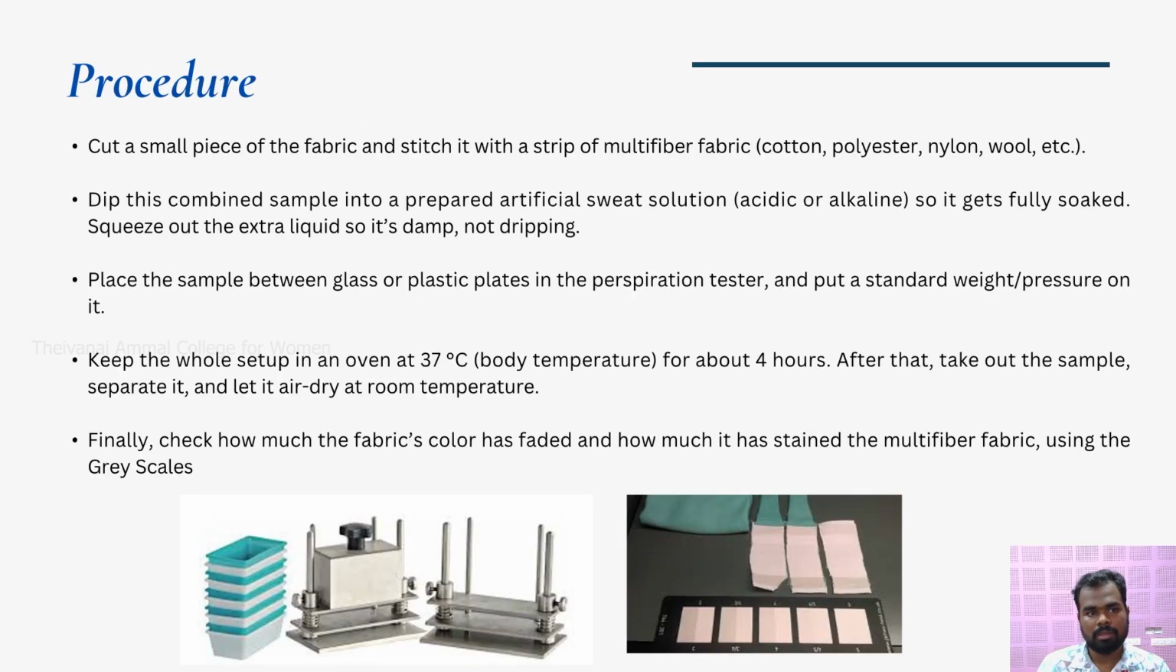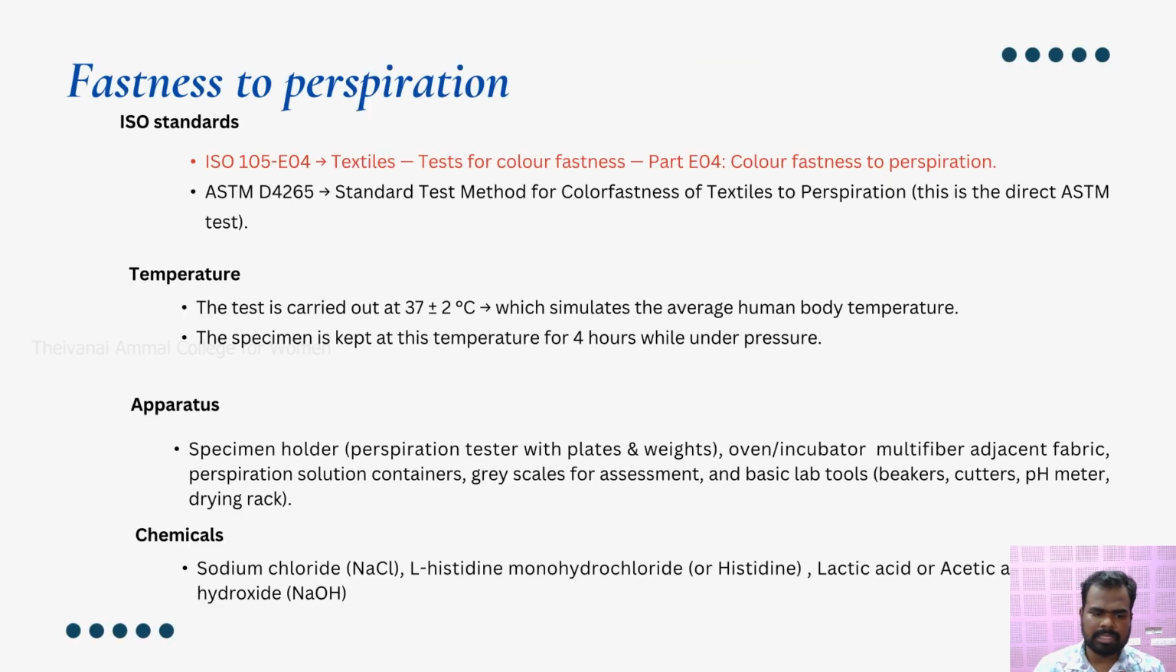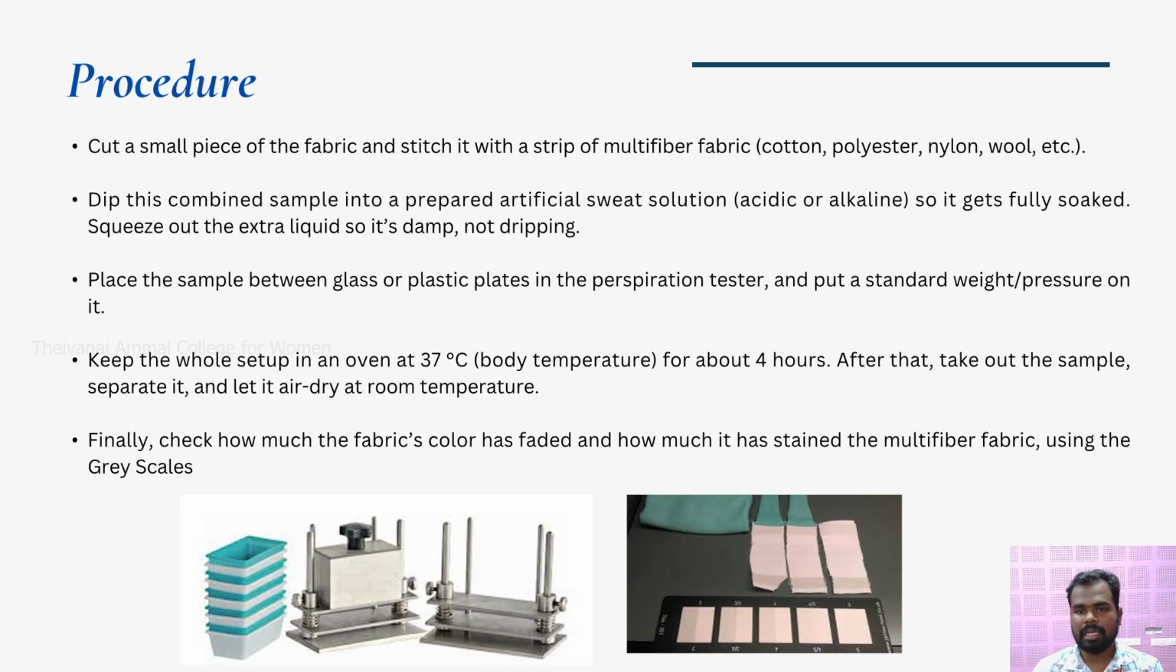With these chemicals we are going to prepare the acidic as well as the alkaline solution for our test. For the sample specimen, initially we have to stitch the multi-fiber with our dyed sample. For both the solutions, the same sodium chloride, L-histidine monochloride and lactic acid are used with different chemical ratios, and through pH paper we can check whether the solution is in an acidic or alkaline state. With that we can conclude and prepare the acidic or alkaline solution.